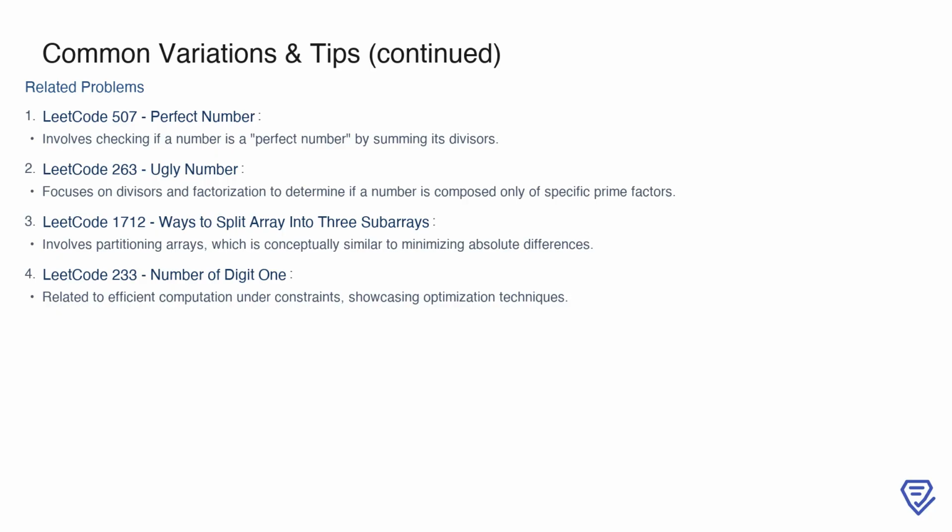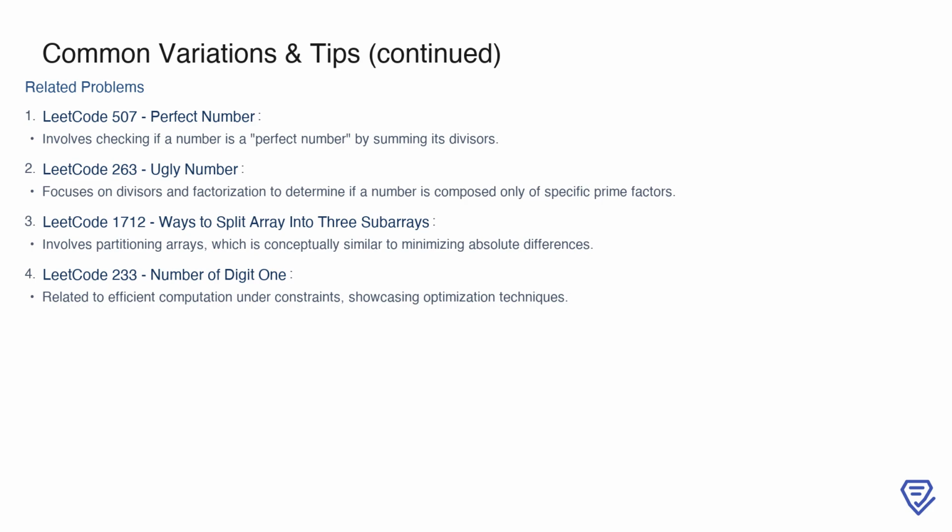For instance, LeetCode 507, the perfect number problem, involves checking whether a number is perfect by summing its divisors. Similarly, LeetCode 263, ugly number, focuses on divisors and factorization, specifically determining if a number is composed only of certain prime factors.